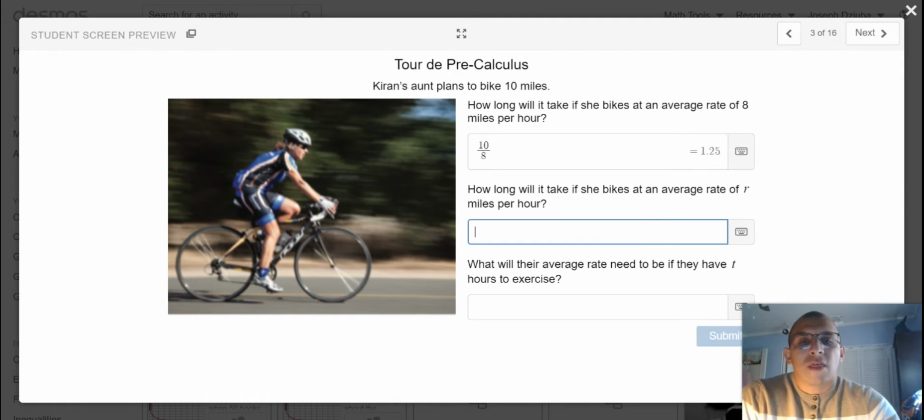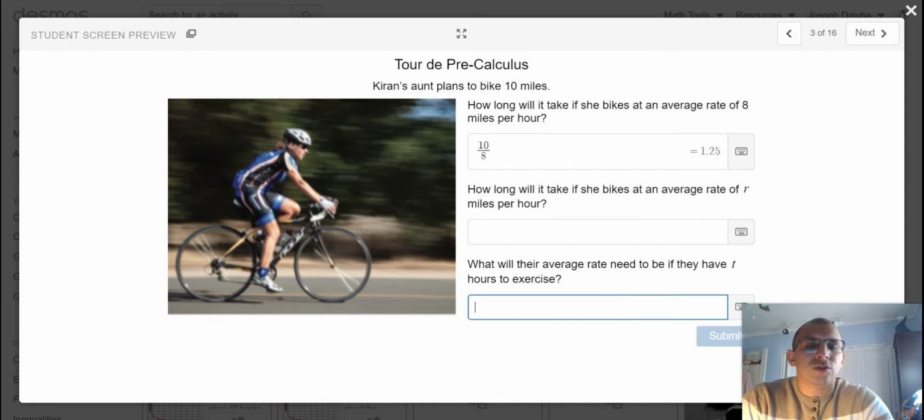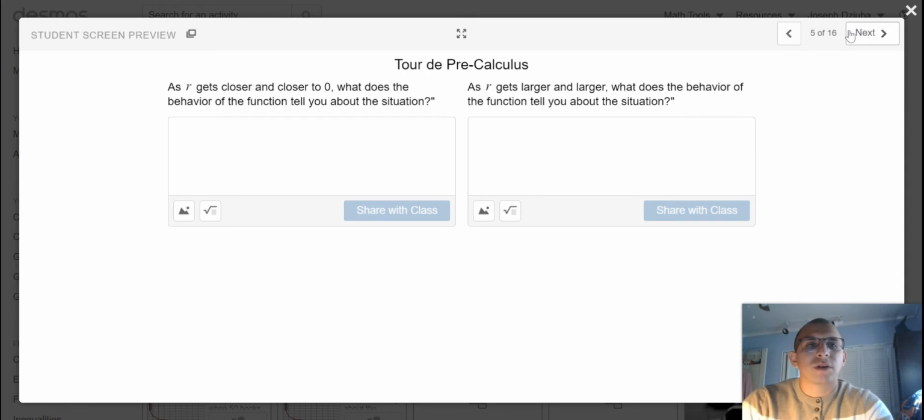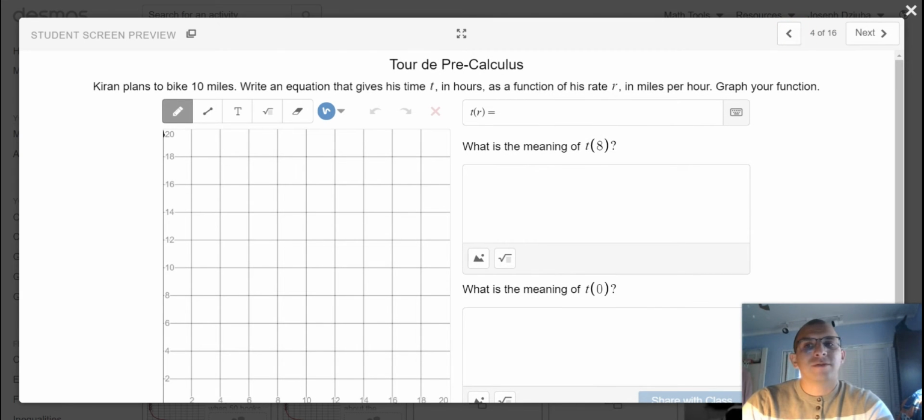Now, knowing that that is the numerical equivalent for an average rate of 8 miles an hour, what does that expression look like if she were to bike at an average rate of r miles per hour? And then I would like for you to rewrite your expression, in this case for the average rate, if you are informed about how long you have to exercise. Oops, I think I went one too far. There we go. Now it's Kieran's turn.